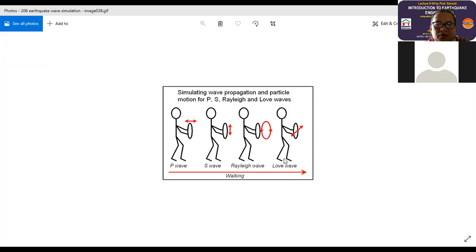The last one is the Love waves. Also, the people here are walking forward, but moving in a circle going to the left or right. So this is the Love wave.